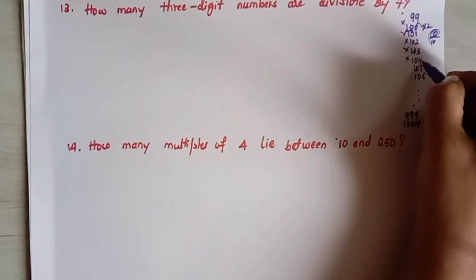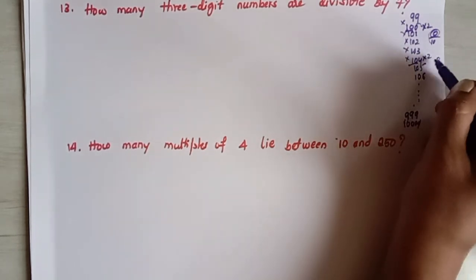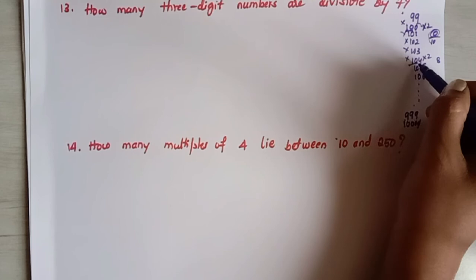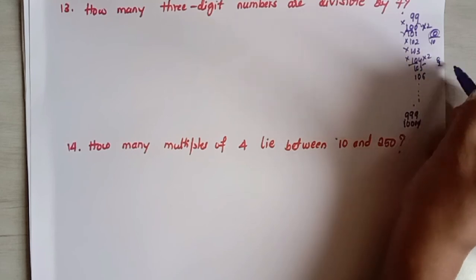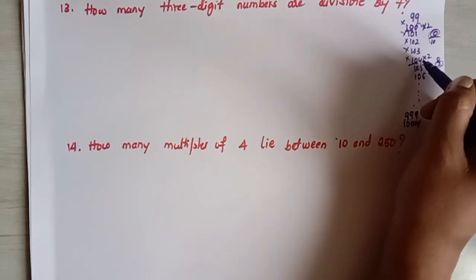104, let us check this one. The last digit we have to multiply by 2. So, this will be 8. From the remaining 2 digits, we have to subtract this 8. So, 10 minus 8 is 2 only. It is not 0 and it is not a multiple of 7. Therefore, the whole number is not divisible by 7.